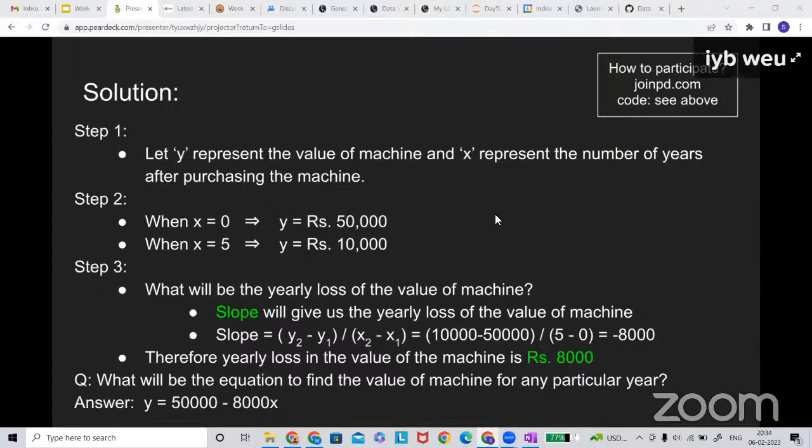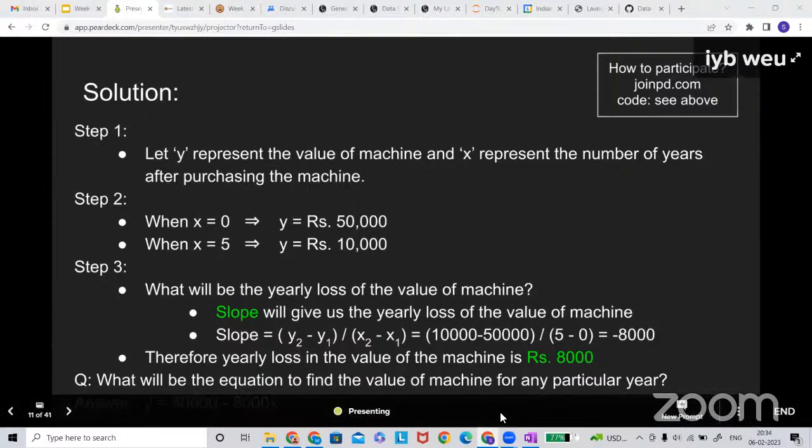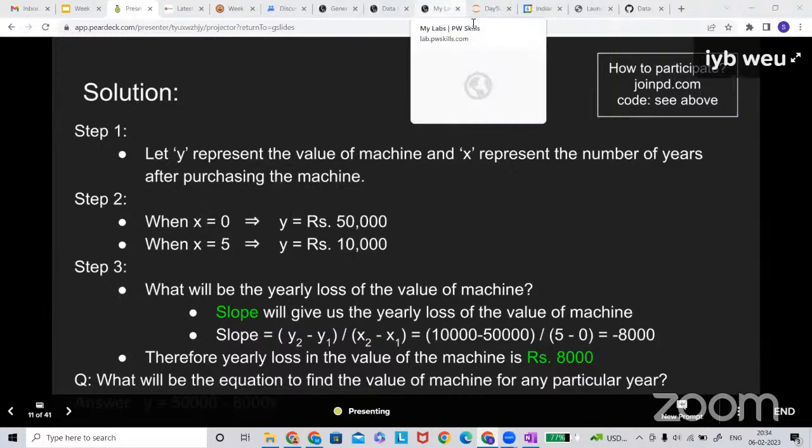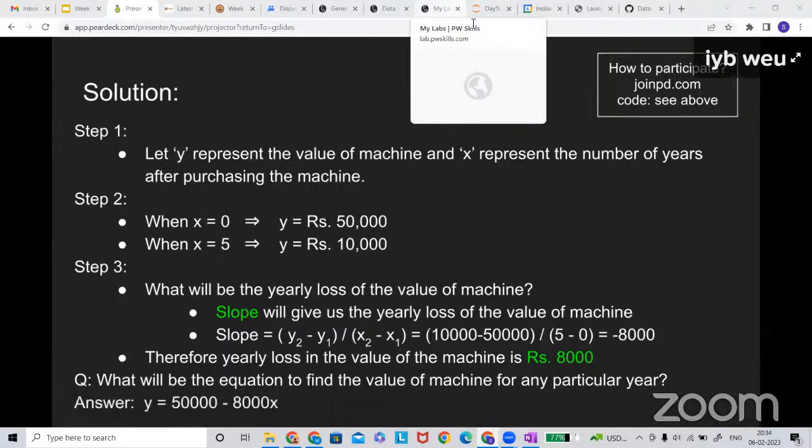Sir? Okay. What is the value of C here? What is the value of C here? Yes, sir. Where is C? No, sir. We have to calculate what is the equation, right? So what is the value?